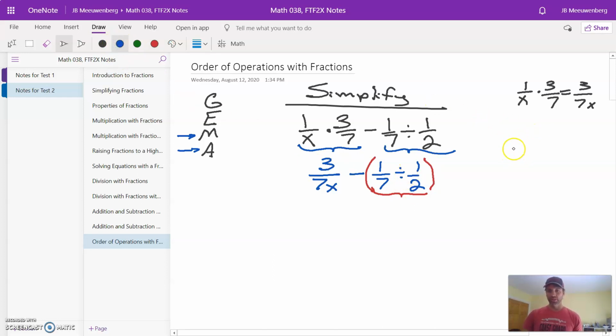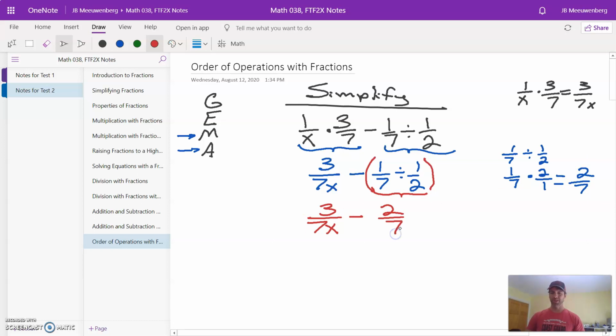We have 1/7 divided by 1/2. Well, there's fraction division. We change it to 1/7 times the reciprocal, 2 over 1. Multiply straight across because there's nothing that can cancel, and you get 2/7. So let's rewrite the problem. We bring down the 3 over 7x minus, and then we have 2/7. All right, we're getting closer. We've got 2 operations down, 1 to go.